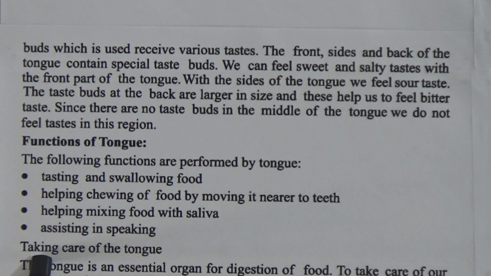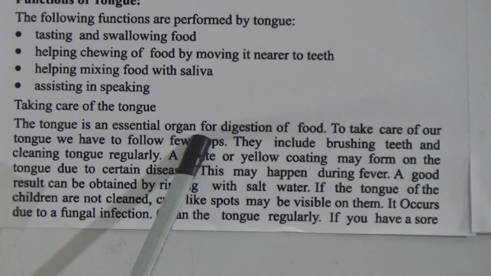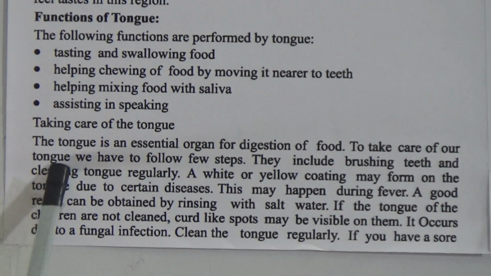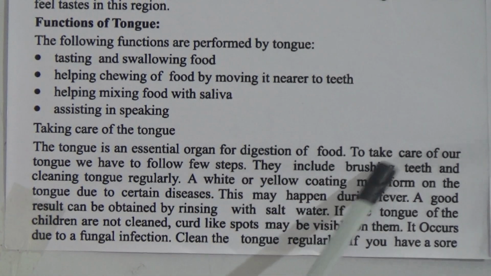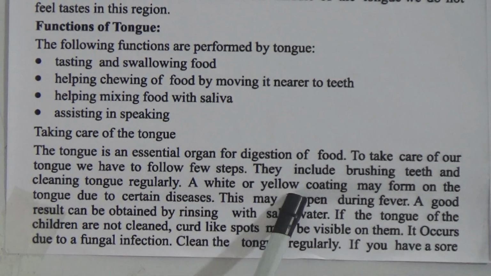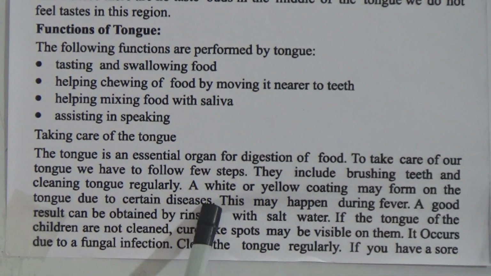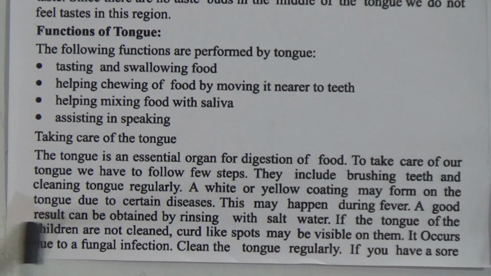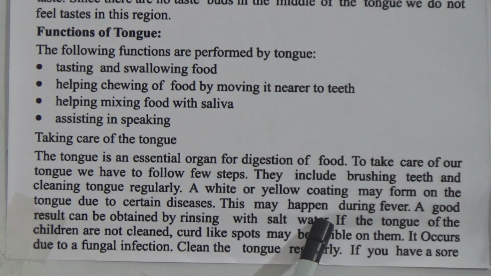Now we will discuss taking care of the tongue. The tongue is an essential organ for digestion of food. To take care of our tongue, we have to follow a few steps. They include brushing teeth and cleaning the tongue regularly. A white or yellow coating may form on the tongue due to certain diseases. This may happen during fever. A good result can be obtained by rinsing with salt water.